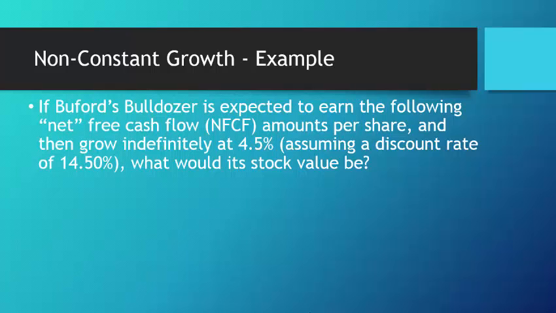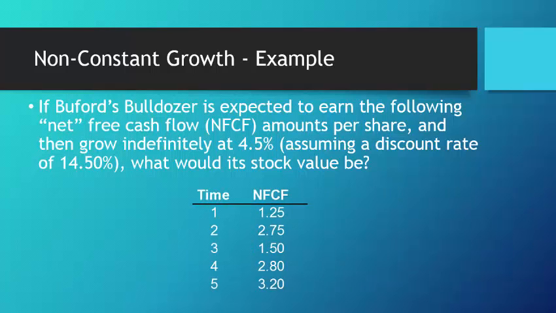This is just a review. You've already seen this. If Buford's Bulldozer is expected to earn the following net free cash flows per share, and then grow indefinitely at 4.5%, assuming a discount rate of 14.5%, what would its stock value be? And this is what we're going to be doing. So here are my net free cash flows. Now we're going to be able to come up with net free cash flows from our financial statement projections at this point.